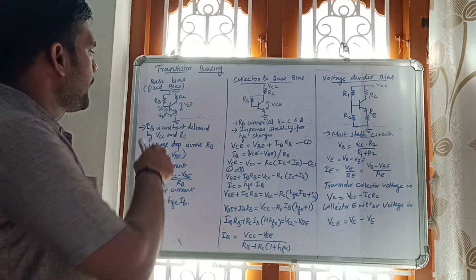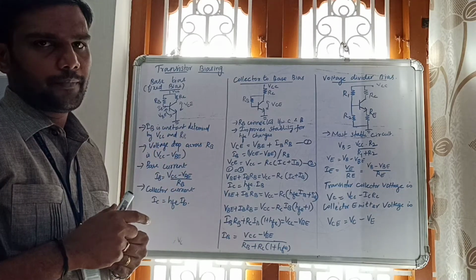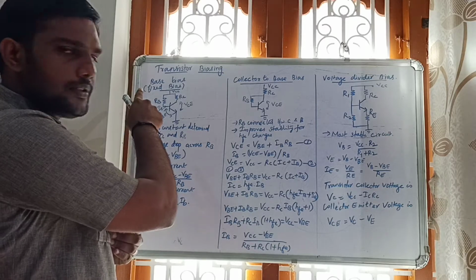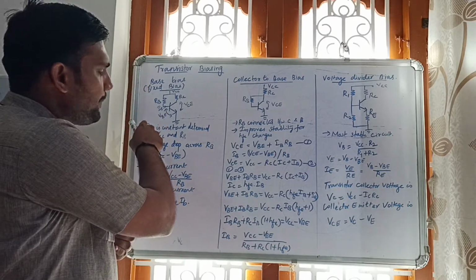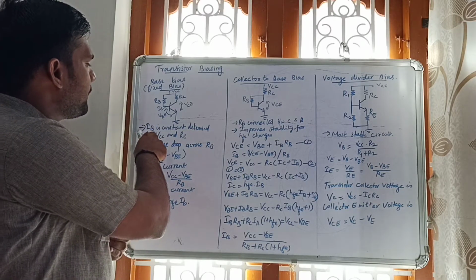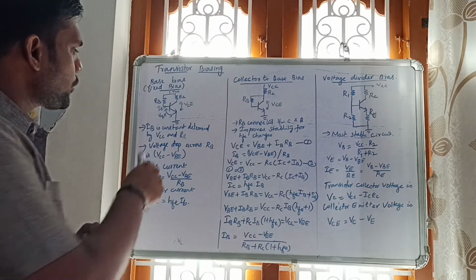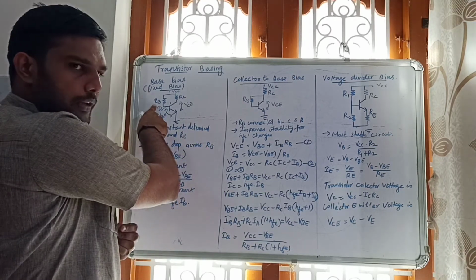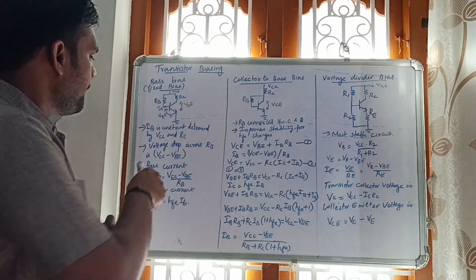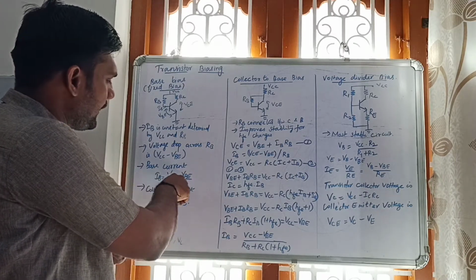Here the base current IB is constant, determined by VCC and RB. So in fixed bias, the base current IB is constant or fixed, which is determined by VCC and RB. And the voltage drop across RB is VCC minus VBE. The base current IB is equal to VCC minus VBE divided by RB.